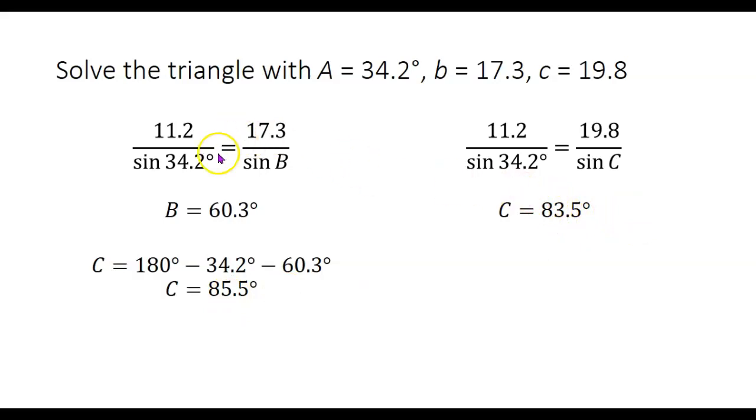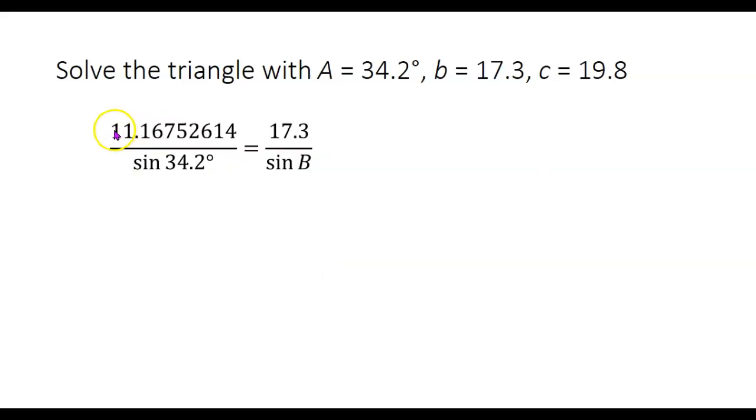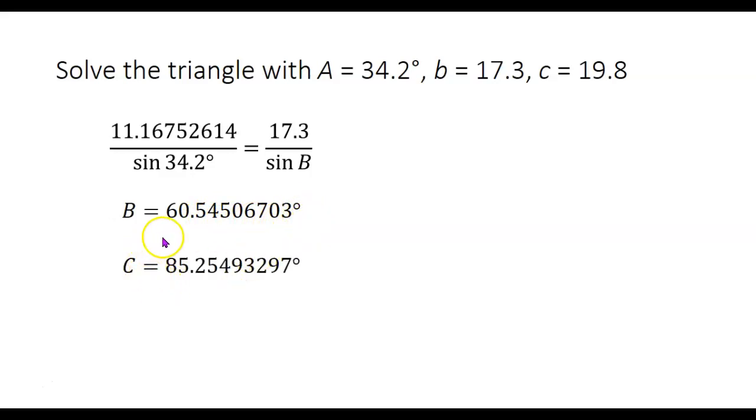If we went back and used the non-rounded version, worked through the same problem, but instead of using 11.2 as the value for little a, we used 11.167526614, and then work through the same process of solving for b, we get that b is, and my calculator gave me, 60.5450670 degrees. And then C, subtracting from 180, 180 minus 34.2 minus 60.5450670 is 85.25493297.